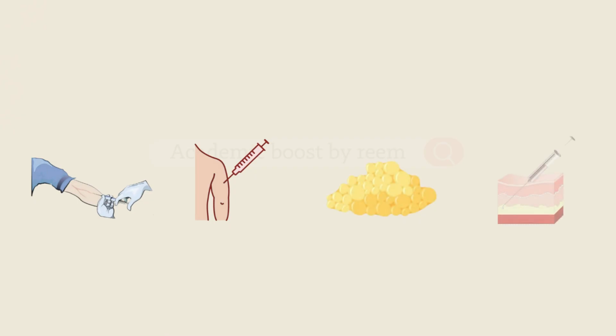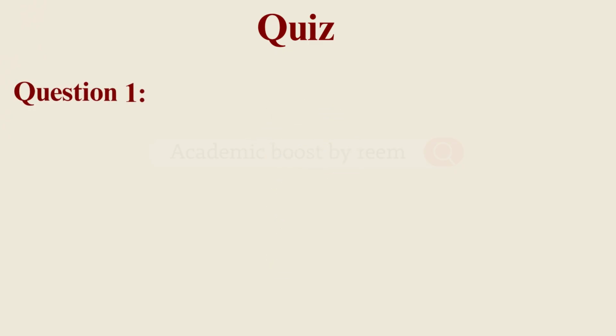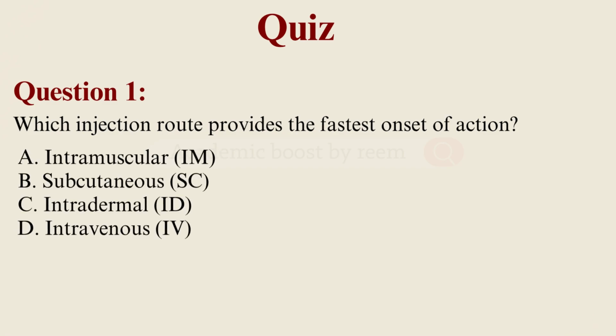Alright, now that you know the difference between going into the vein, muscle, fat, or skin, let's see how much actually clicked. Here's a quick quiz to test your understanding. Question number 1. Which injection route provides the fastest onset of action? A, B, C, or D?